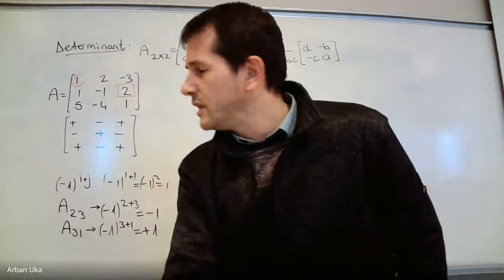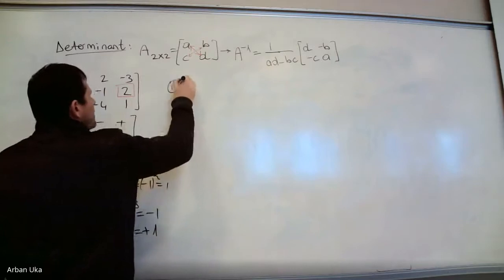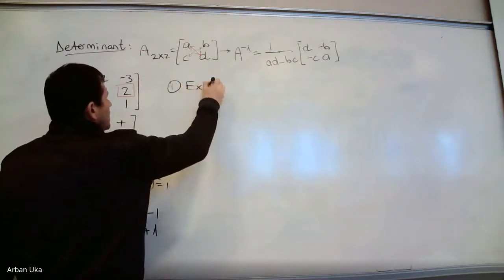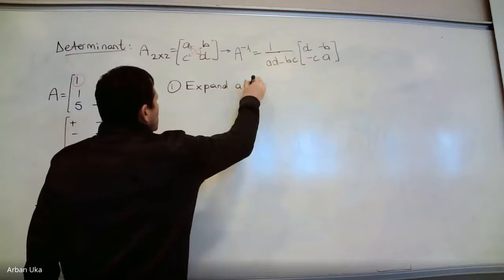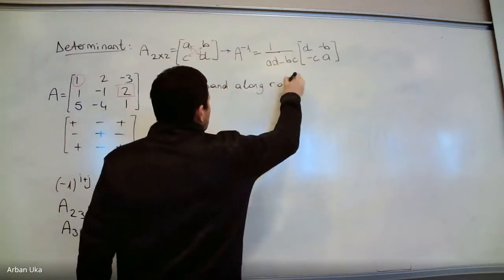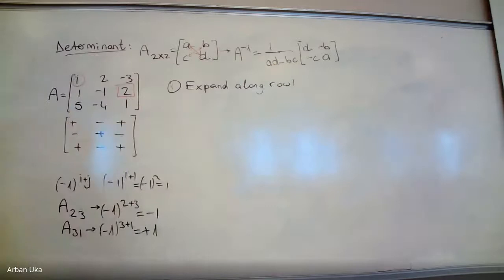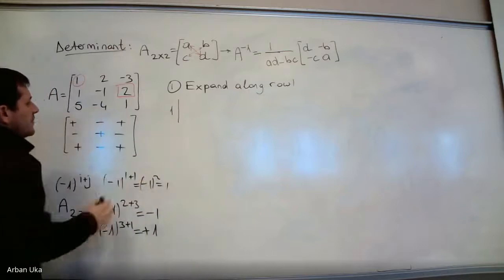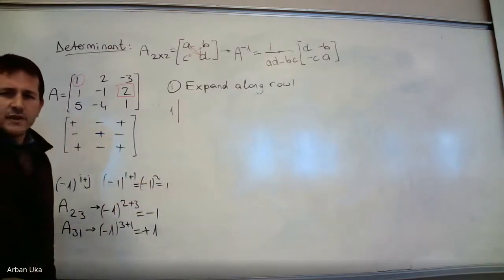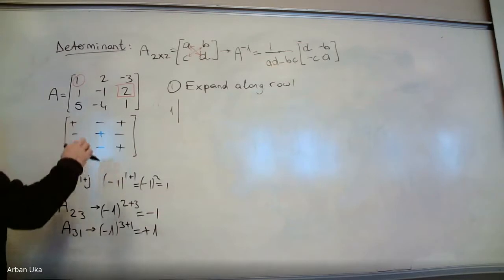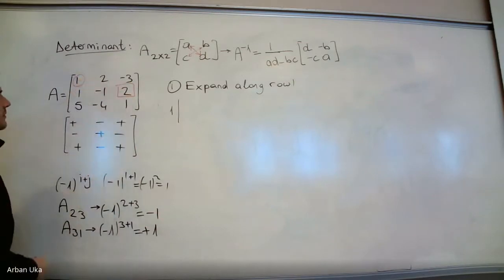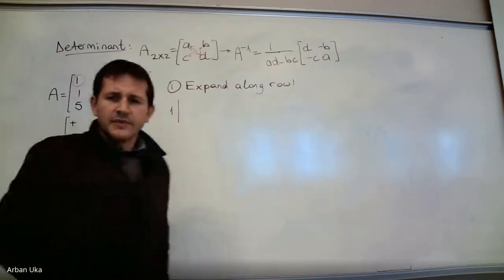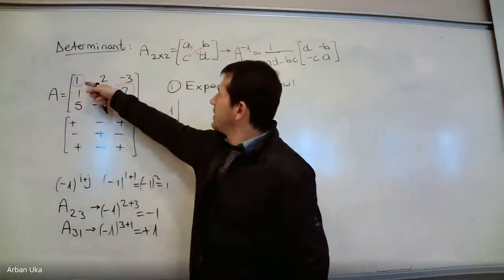How can we do this one? The first way, you can use this keyword: you can expand along row 1. What do we mean here? We say 1 times the determinant of the matrix which is constructed after we remove the first row and the first column. What do we get from matrix A if we remove the first row and the first column? You get matrix -1, 2, -4, and 1.